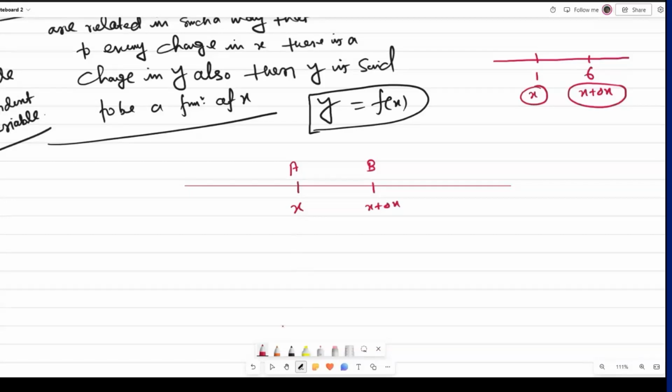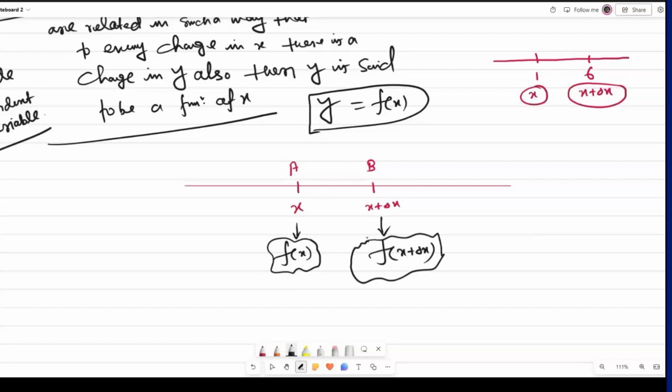Now, what is the value of the function at this point, at x? Function is f(x). What is the value of the function at this point? It is f(x plus delta x). Clear? That is f(x), and this is f of x plus delta x. You can say, why not y? Why are you not writing y? Yes, y is f(x), we can write. Then what to write for this? y is also changing. I write y plus delta y.